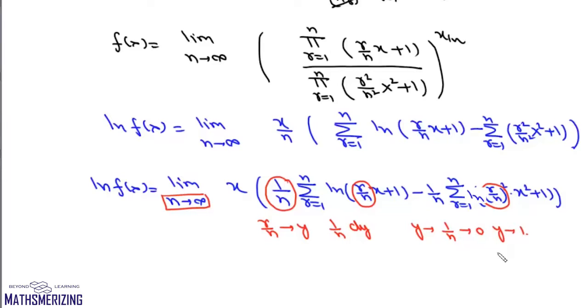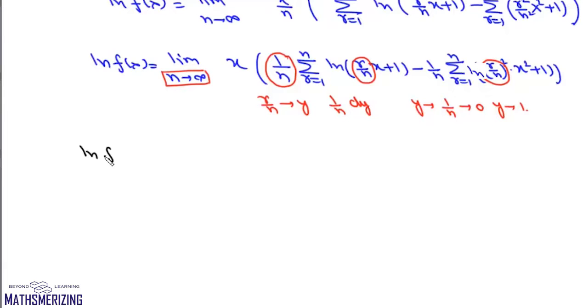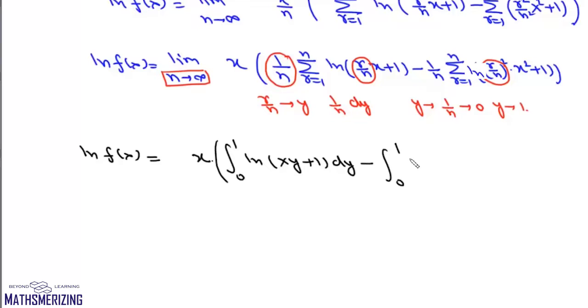So we can write this as log f(x), and it will be equal to this x into this integral from 0 to 1. Now we'll change r/n with y, so it will be log(xy + 1) into dy, minus this integral from 0 to 1 of log(x²y² + 1) into dy.